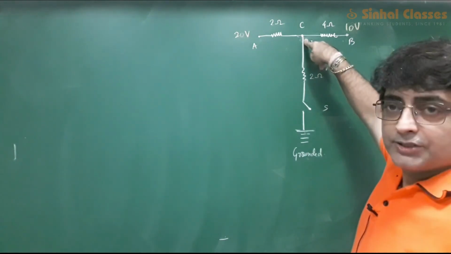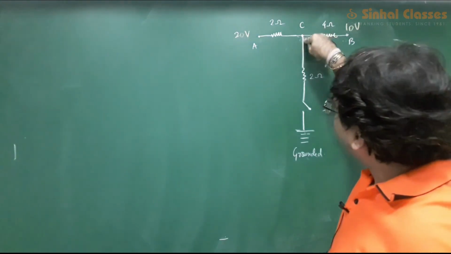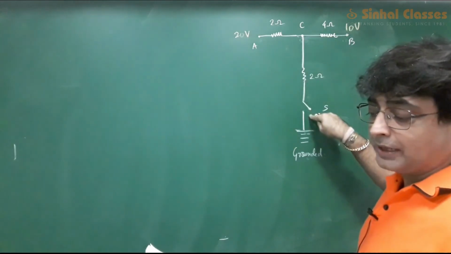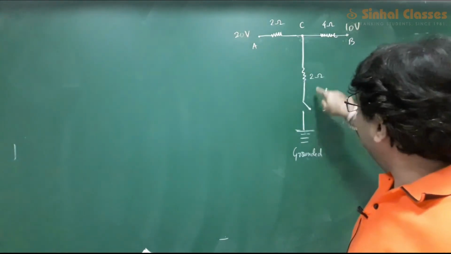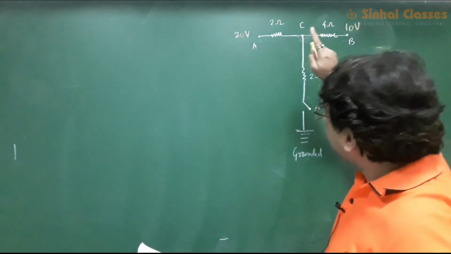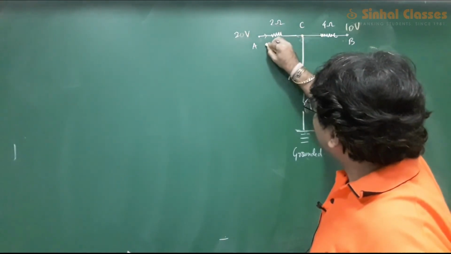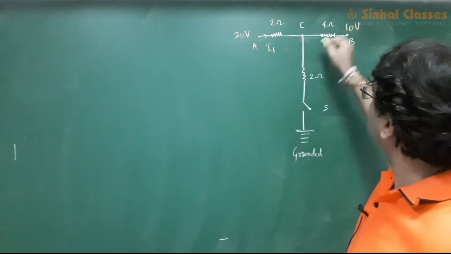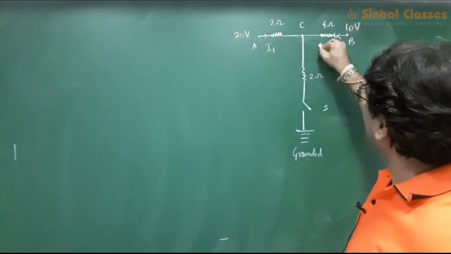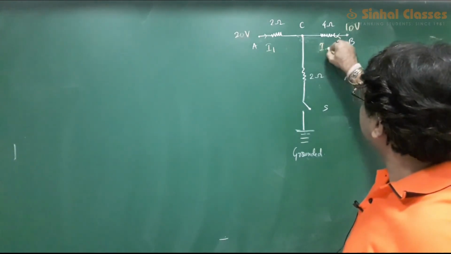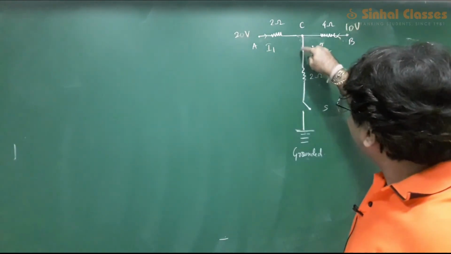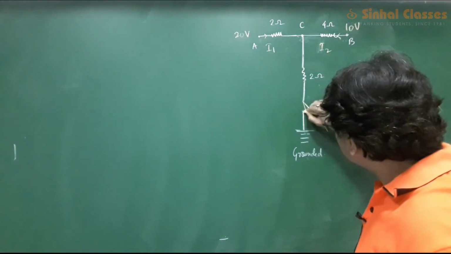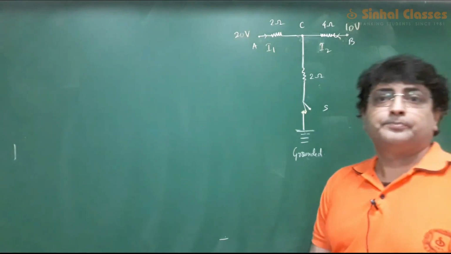The question asked us to find out the current. Listen carefully, students. Find out the current flowing through this particular 2 ohm resistor. Given to you that the current flowing through the 2 ohm resistor is I1, and the current flowing through the 4 ohm resistor is I2, students. I need to find out the current flowing through this when the switch is closed.